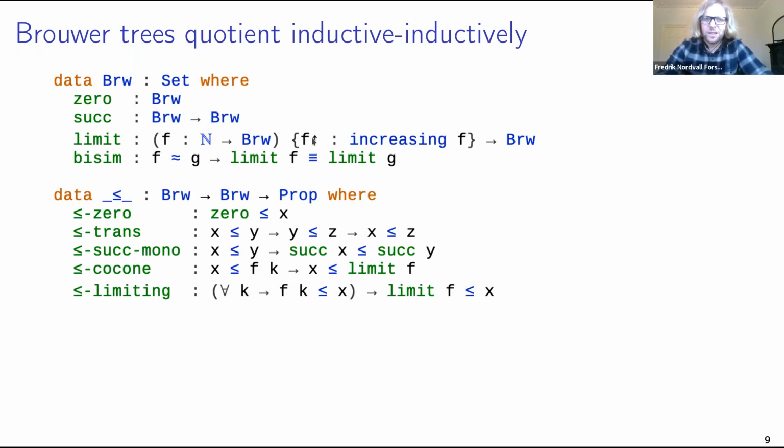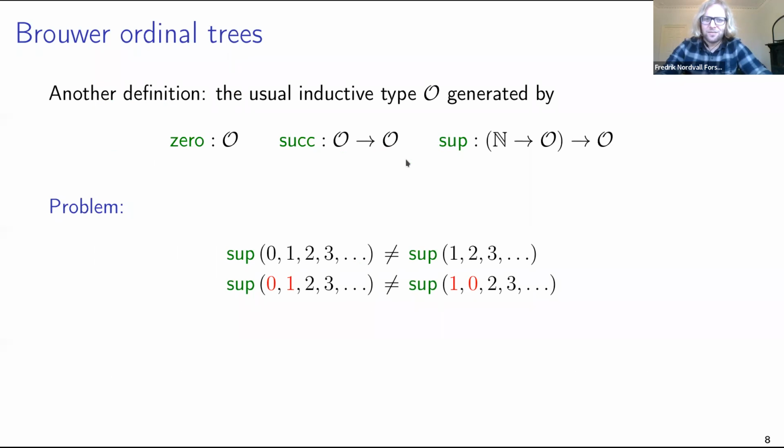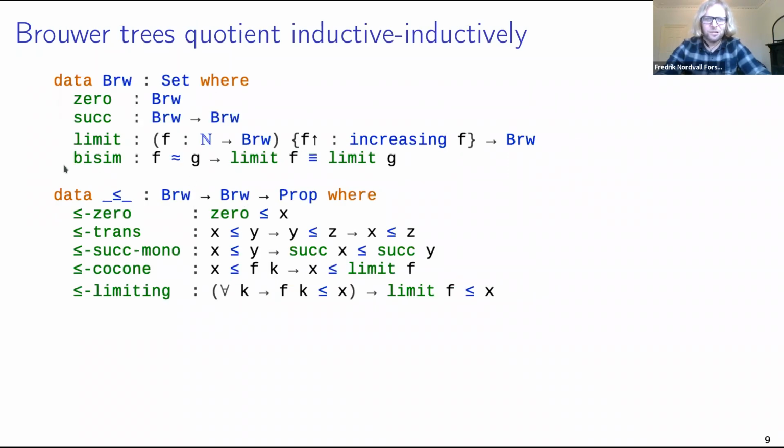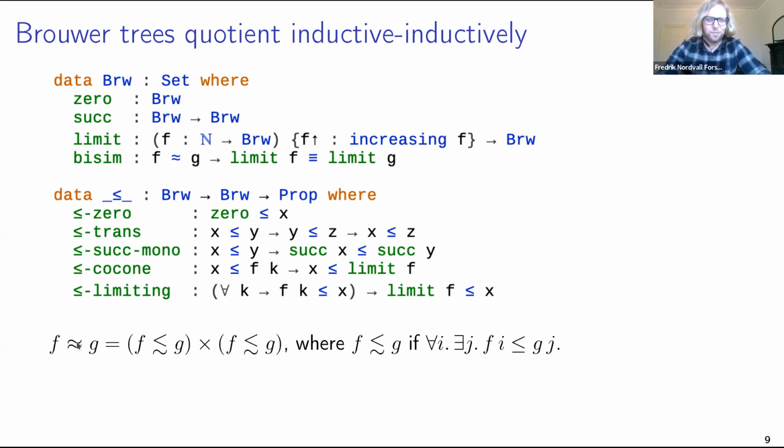So that's one thing we do, but it still doesn't take care of this problem that it shouldn't matter if you insert something else here, right? So we also quotient this type in a quotient inductive way by saying that bisimilar limits of bisimilar sequences are equal. So the limit of f is equal to the limit of g if f is bisimilar to g. And by bisimilar, I mean that f is simulated by g. Sorry, it's a copy-paste error. It should be f is simulated by g and g is simulated by f, right?